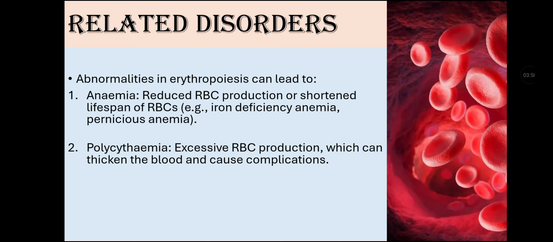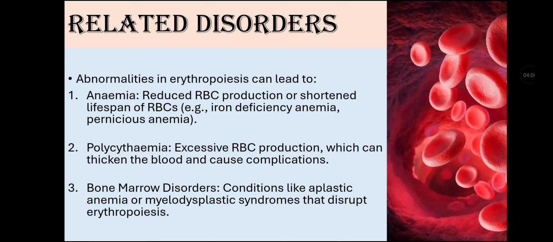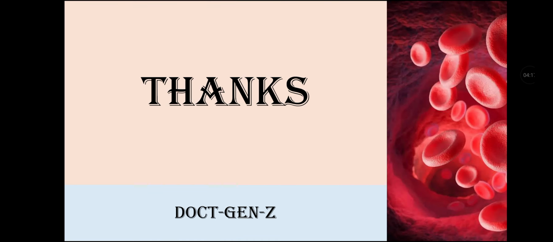The second disorder related to erythropoiesis is polycythemia, that is excessive RBC production, which can thicken the blood and cause complications. The third disorder of erythropoiesis is bone marrow disorder. That is conditions like aplastic anemia or myelodysplastic syndrome that disrupt erythropoiesis. So this was all about erythropoiesis.